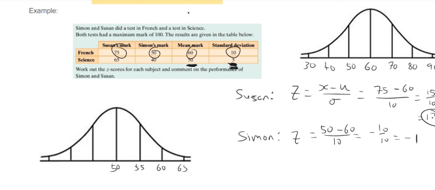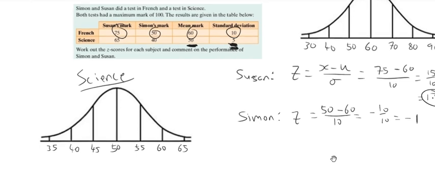And then we have 65 here. And down here is 45. And down here is 40. And here is 35. So remember, you can have any numbers for the mean or the standard deviation. You just have to remember that whatever the standard deviation is, that's how much each one jumps by when you're filling it in on this. Now this is the science test. So let's look at it for both Susan and Simon again.